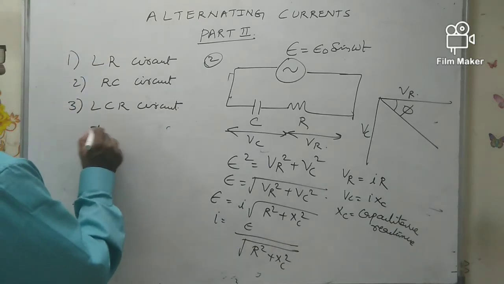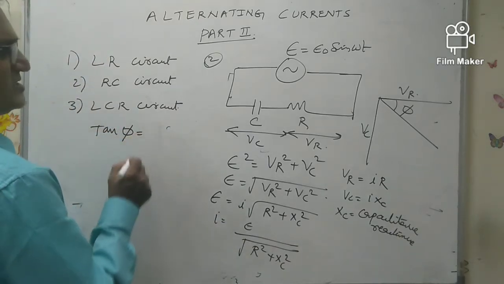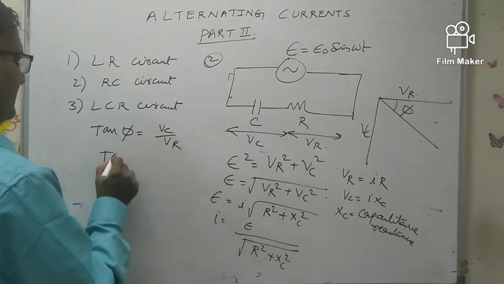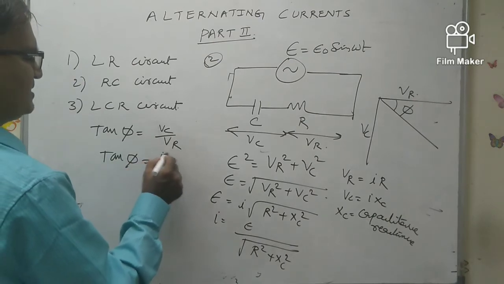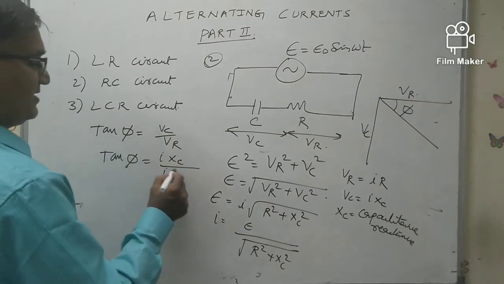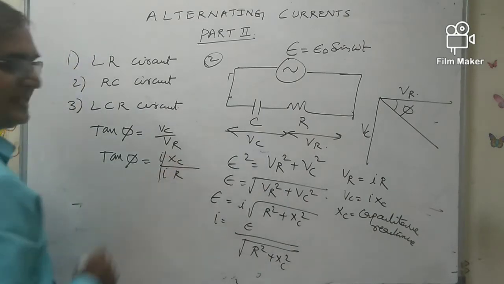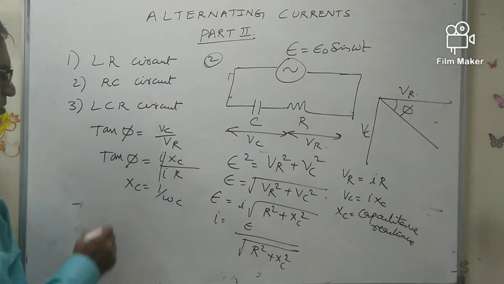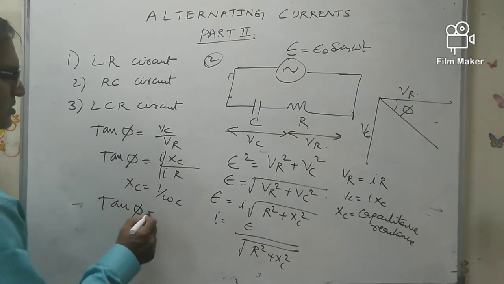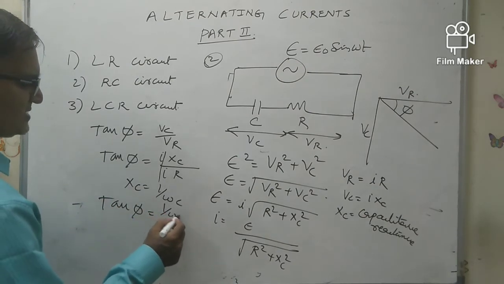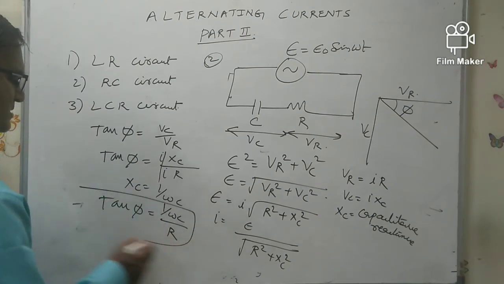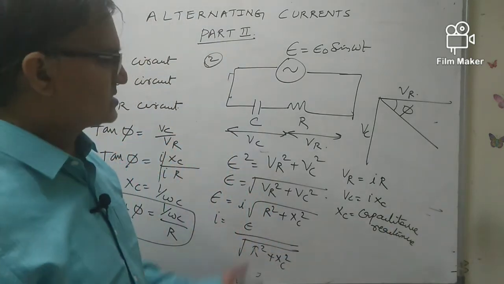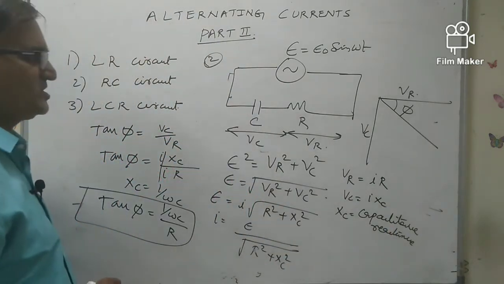Now what is tan phi? Tan phi is equal to Vc by Vr, that is I into Xc by I into R. This I is getting cancelled. Now Xc is equal to 1 by omega C. So tan phi is equal to 1 by omega C R. We can write it like this. This is the phasor diagram and the relations among these. This is about the RC circuit.